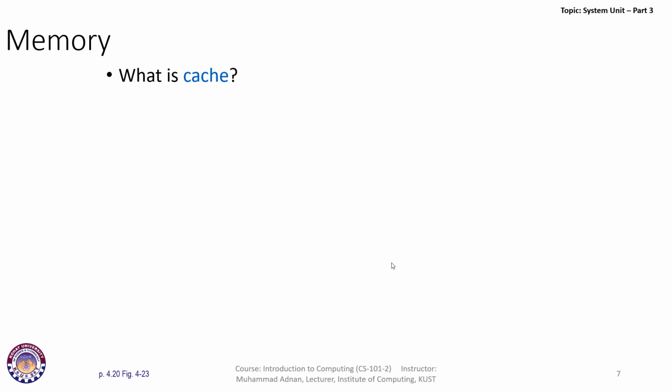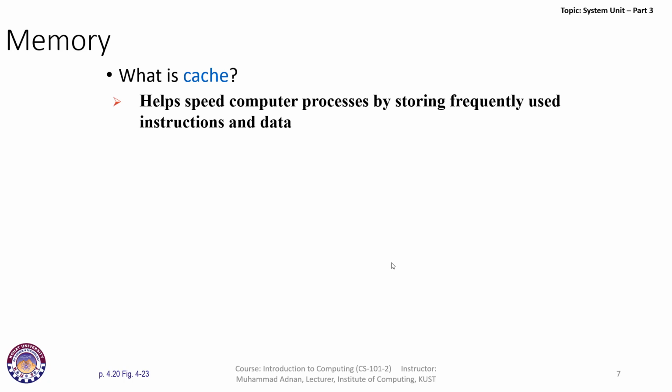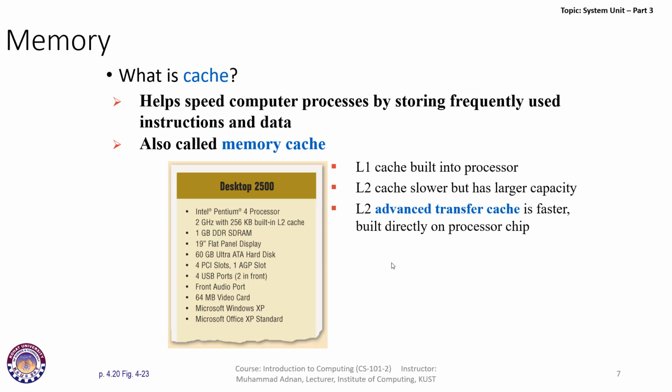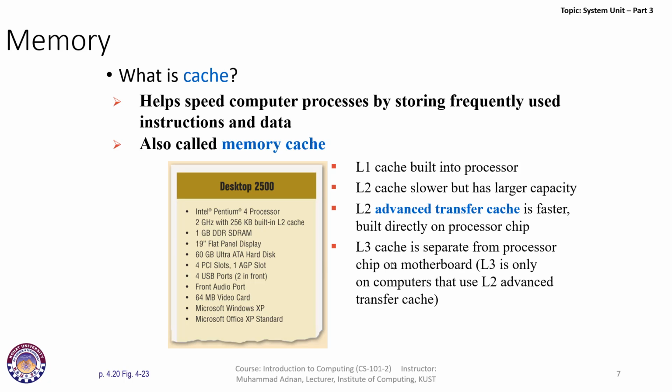Now there is a special type of memory which is called cache. We call it cache because it gives data instantly, like the data is ready for the processor to be used, and that data is stored in the cache. It helps speed computer processes by storing frequently used instructions and data. So the computer's speed is increased. Why? Because frequently used instructions and data are stored in the cache memory.